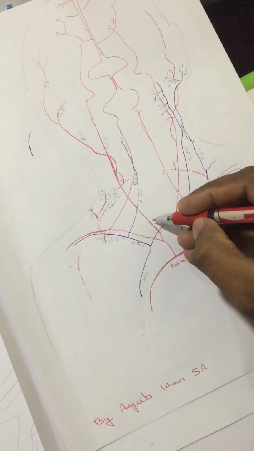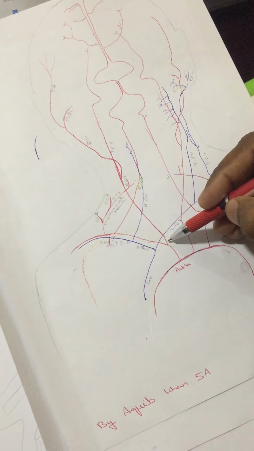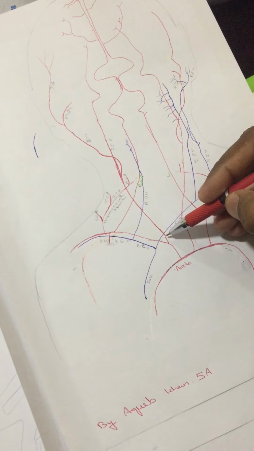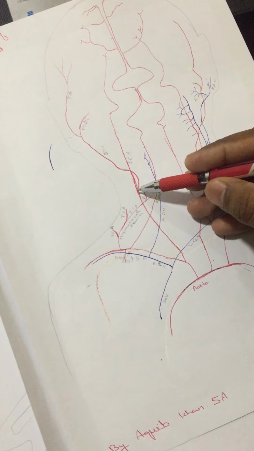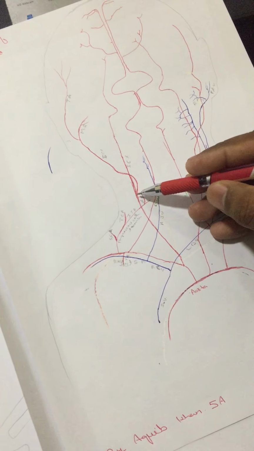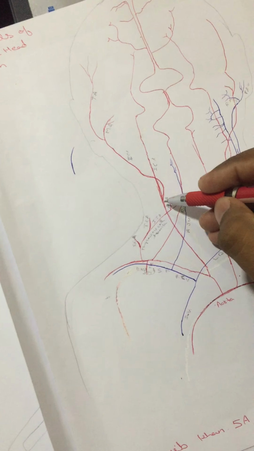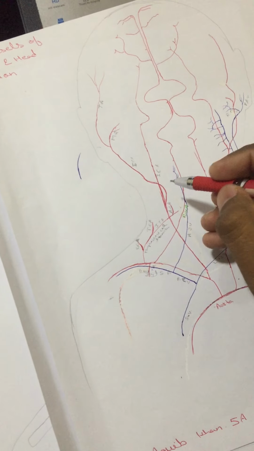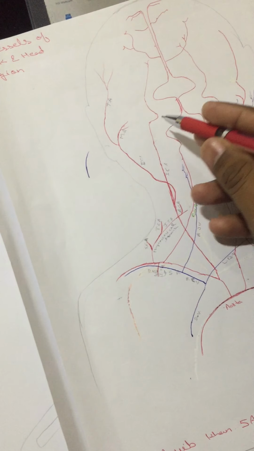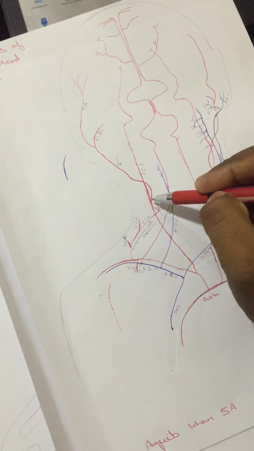So let's talk about the right common carotid artery. The right common carotid artery supplies the head region, and it goes to the neck region first. In the neck region there is a triangle known as the carotid triangle. Carotid triangle, ma'am, is very important. Here the common carotid artery divides into two arteries. Number one is the internal carotid artery, and number two is the external carotid artery.